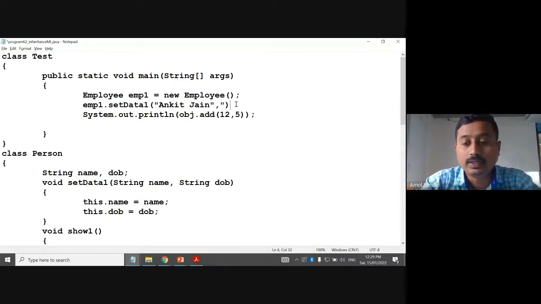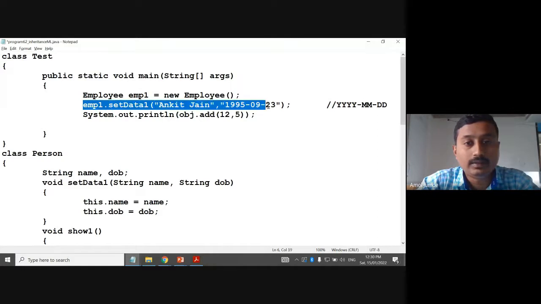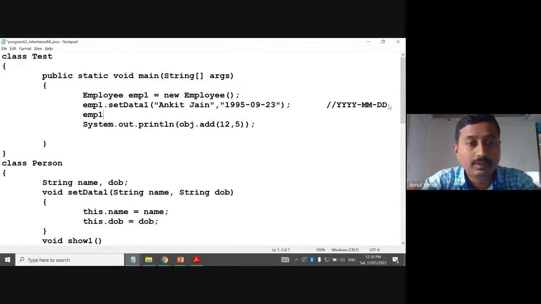Okay, so Ankit Jain. Okay, and date of birth. So generally we have this format, yyyy-mm-dd. Okay, in databases we follow this format. So date of birth: 1995 dash month 09 dash 23. Date of birth is done. Then emp1 dot set data 2.